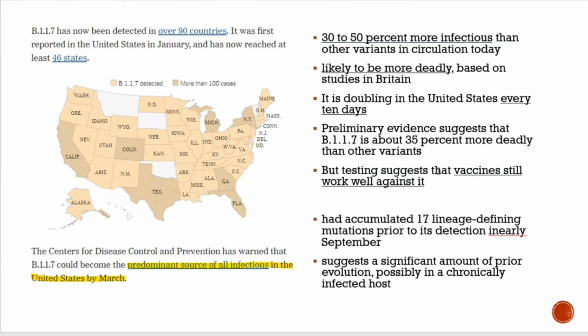Testing suggests the vaccines still work well against it, so that's one positive thing. So one study revealed that in some of these sequencing studies it had accumulated 17 lineage-defining mutations prior to its detection in early September. So what does this mean? This virus has been evolving for probably a very long time, and maybe some of those concepts we just mentioned about chronically infected hosts or suboptimal hosts.